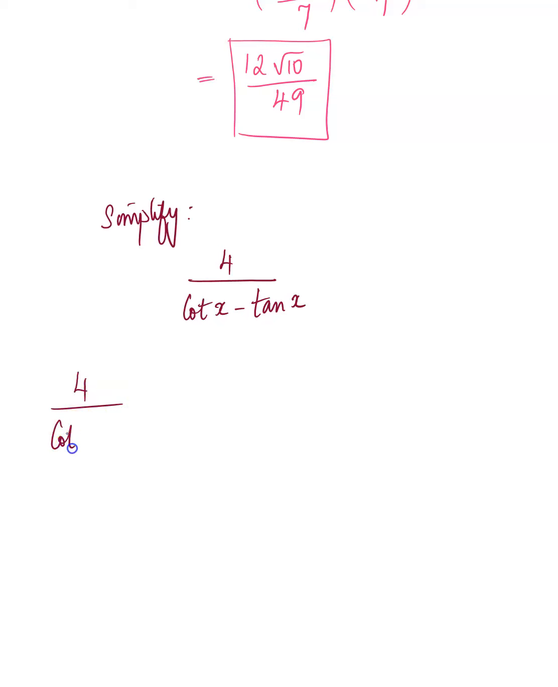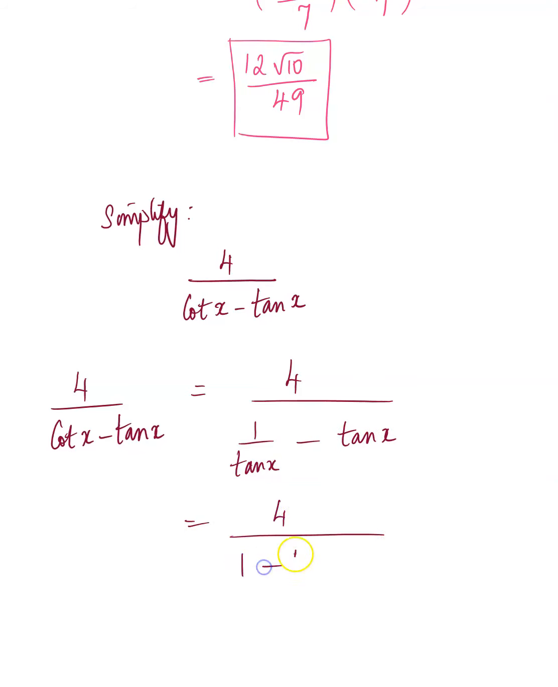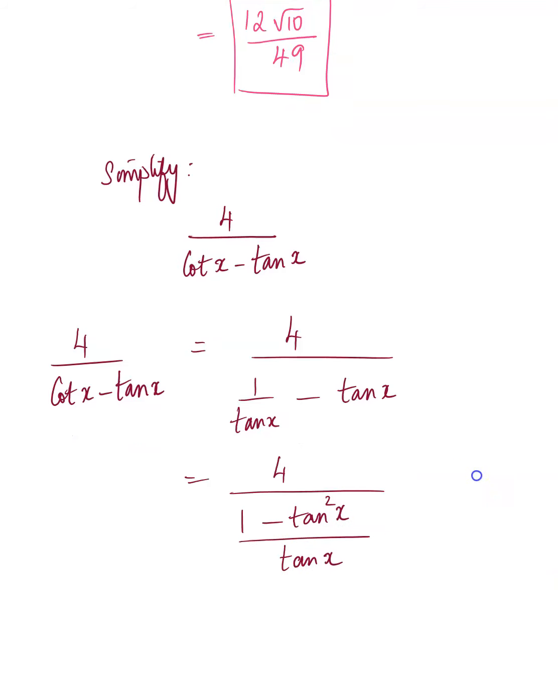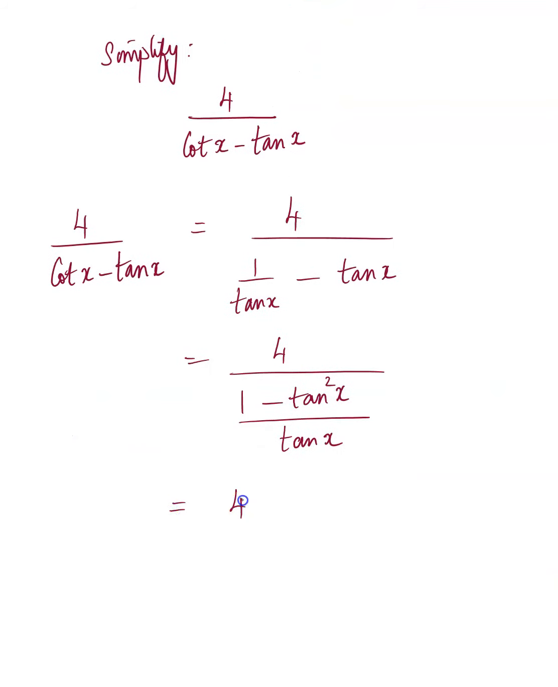4 over cotangent x minus tan x. So that's 4 over 1 over tan x minus tan x. Which is 4 over 1 minus tan squared x over tan x. So numerator times the flip of the denominator.